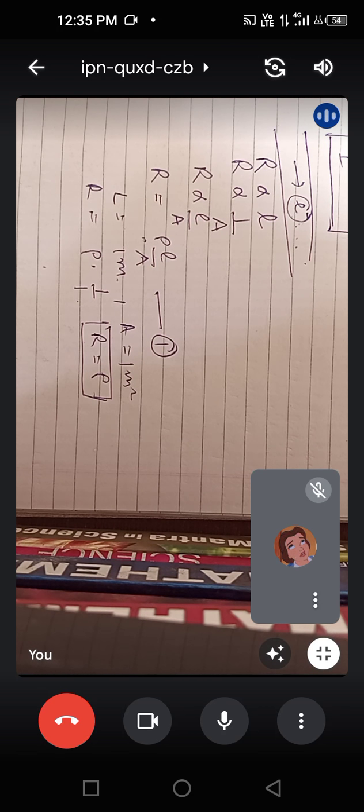Specific resistance of a conductor depends only on the nature of the material. It neither depends on length nor on cross-sectional area. So rho, the specific resistance or resistivity, depends on the nature of the material of which the wire is made. Okay, clear?